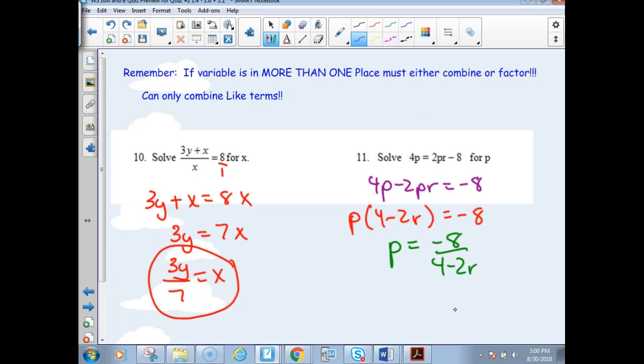Now, your textbook would never leave the answer like this. It would multiply the top by negative 1, multiply the bottom by negative 1, and then it would actually turn this around. So the book would show 8 divided by 2r minus 4. Follow how I got that? It just looks better. I wouldn't get picky on the quiz, though. I'd like to see that you know to do that. So.